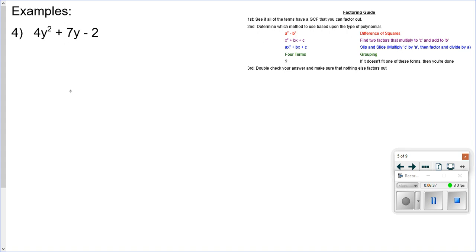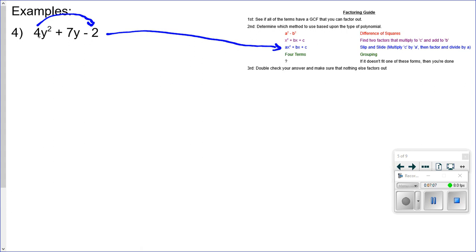The answer is no. So this is what is commonly called a slip and slide polynomial. So what we do with this is we multiply the a term times the c term. So I forgot to draw my arrow. We're looking at this, and the reason we know it's of this form is because there's a coefficient on the y squared. That's how I know that it's of this form. Whereas the one that's in purple here, there's not a coefficient on the first term.